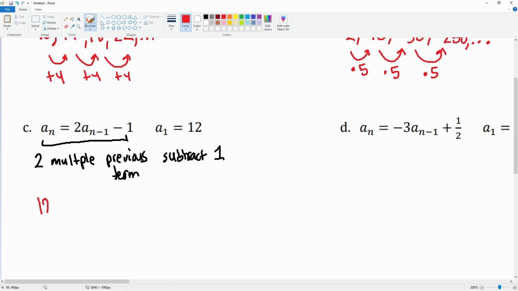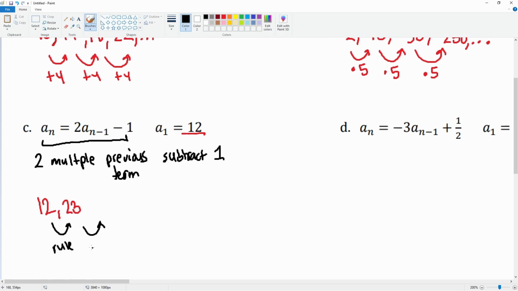So let's write our first term, which is 12. We're going to do 2 times 12 because that's the previous term. Then we're going to minus 1. This becomes 23. This is applying that rule.